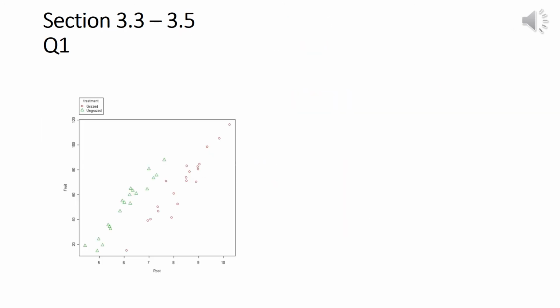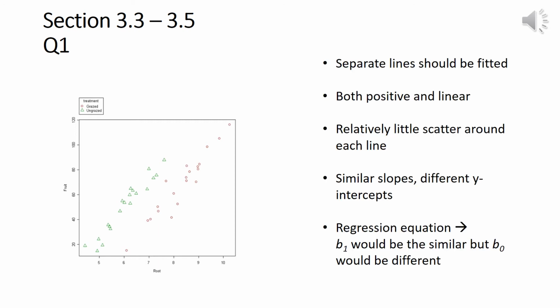So now let's move on to the third worksheet that we were active on during our lecture period. So this covers sections 3.3 to 3.5. Question 1, there was a plot and you were asked to describe the trends. First thing for you to notice, of course, is that there's 2 different variables here, grazed and ungrazed, and it's pretty clear that they should actually probably be fitted with 2 separate lines.